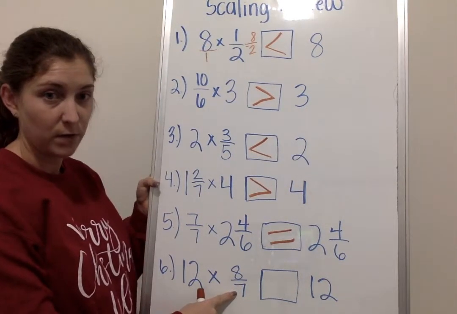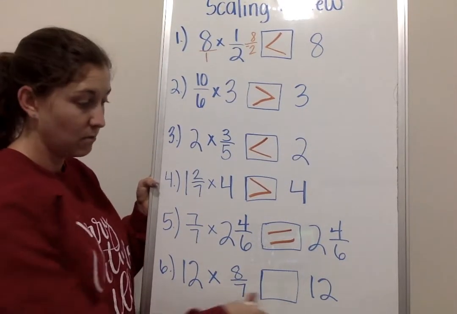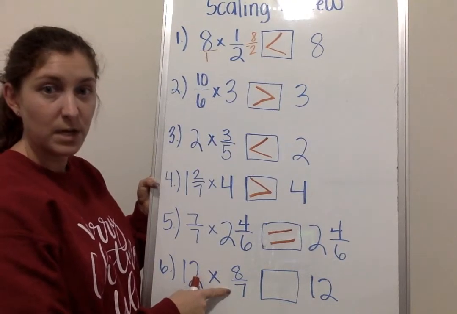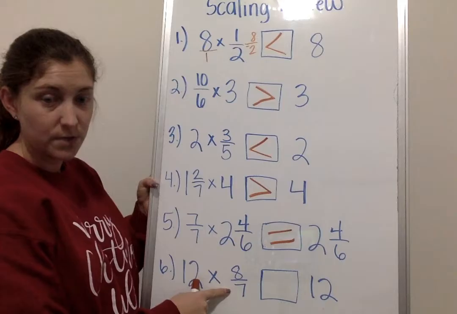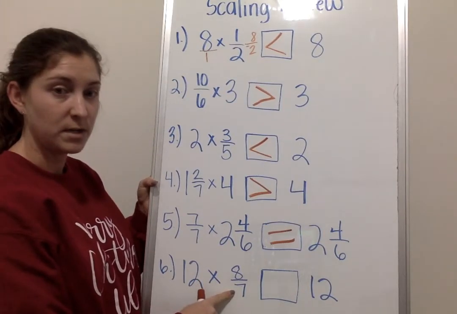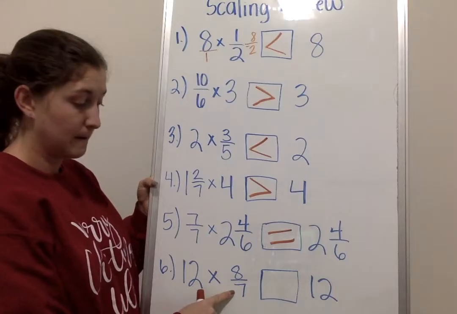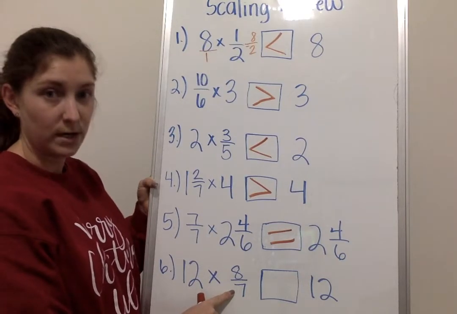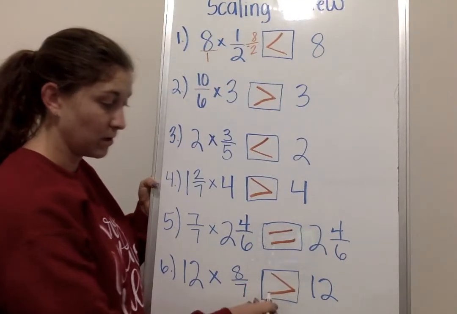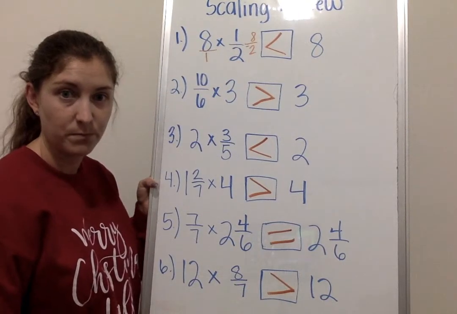Think about what type of fraction 8/7 is. We're comparing it to 12. 8/7 is going to be an improper fraction. So that improper fraction there can be changed to a mixed number. Think about what it is if you change it to a mixed number. It is 1 1/7. Good. That is greater than 1. Therefore, we're going to use the greater than symbol.